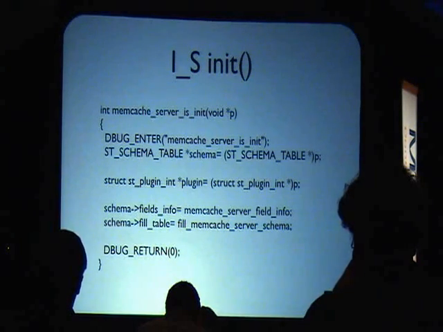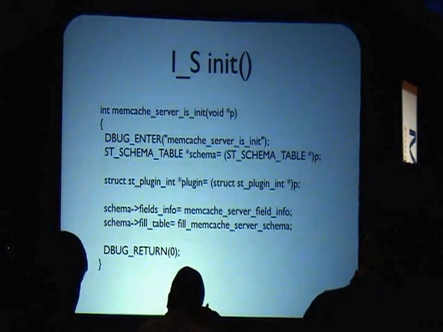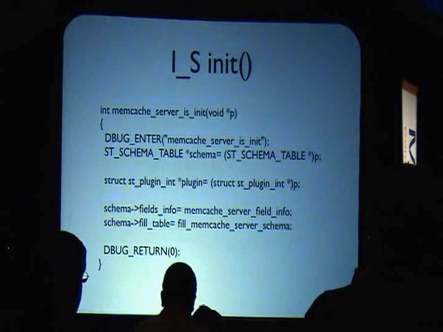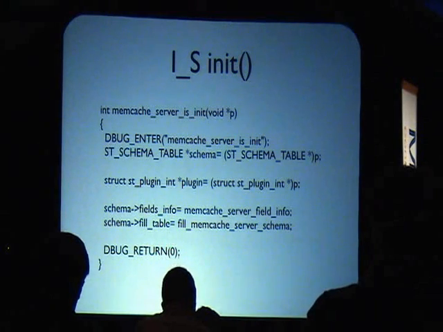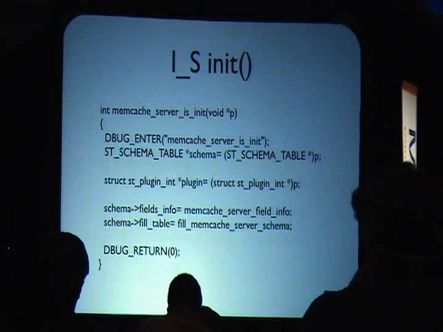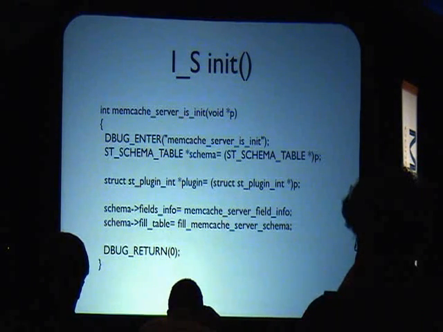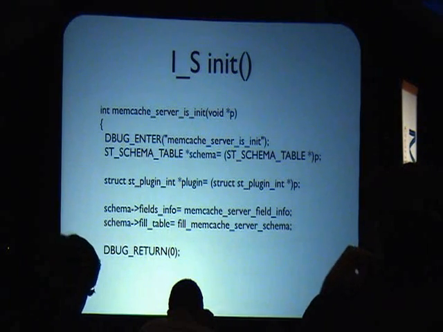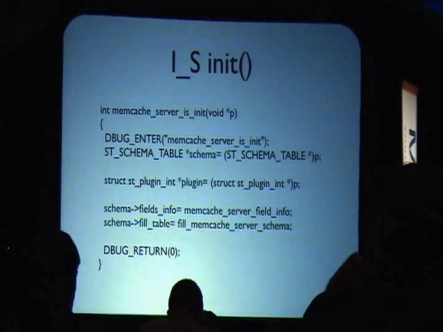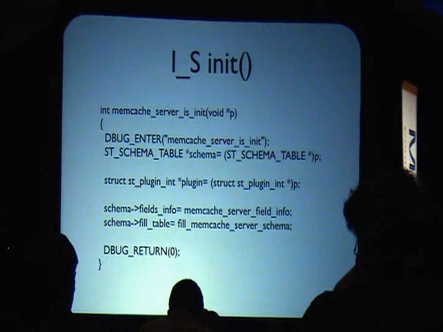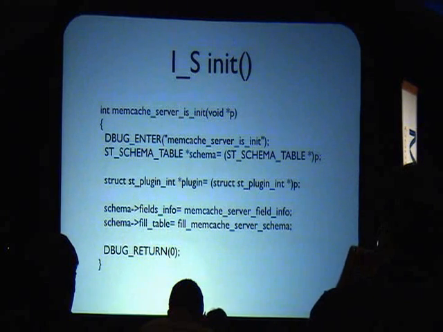This is the IS init. So this is actually how memcache server is doing its init. It's passed in a structure. That structure is a filler, just like you saw with the handlerton, but instead of being a handlerton, it's an information schema. So what you'll see is, notice the key is passed in. We then get the plugin, we take that information, and then we fill in our schema information: schema fields info and schema fill table. The only thing you have to implement is those two callbacks.